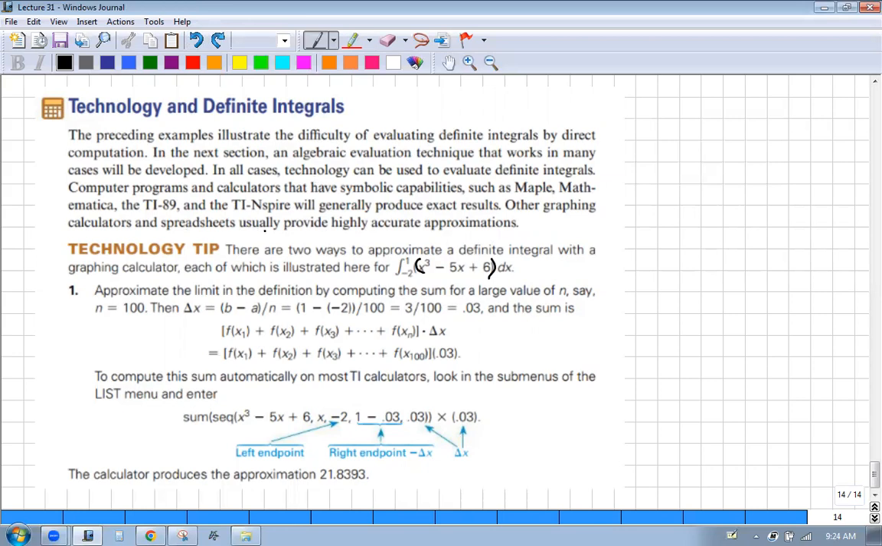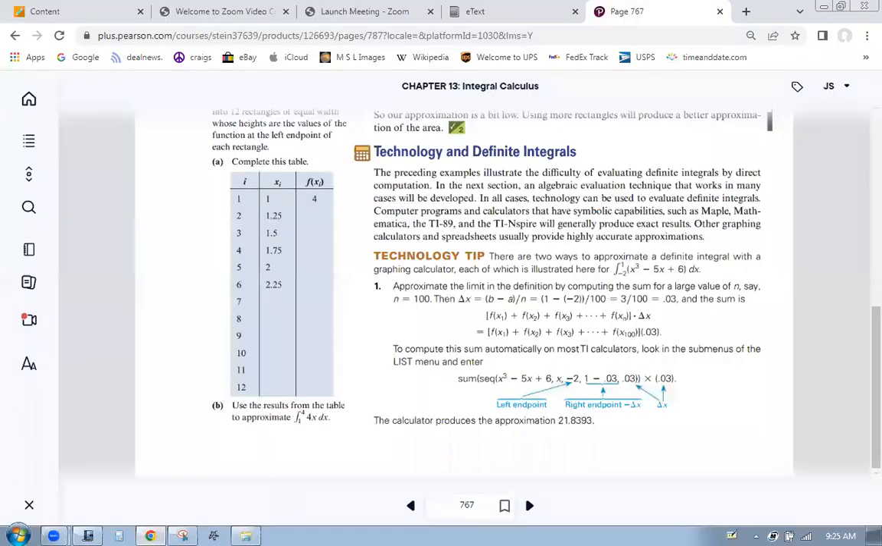TI-89, yeah. I use Mathematica. It generally produces exact results. Other graphing calculators and spreadsheets provide highly accurate approximations. There are two ways to approximate a definite integral with a graphing calculator. I'm not going to go into that. Y'all can figure that out.